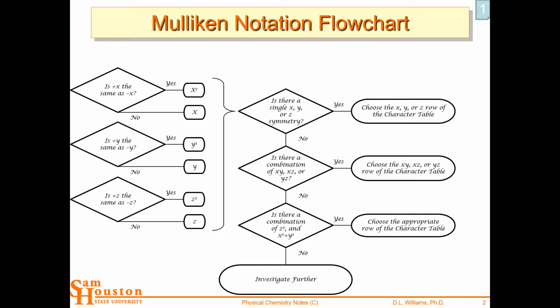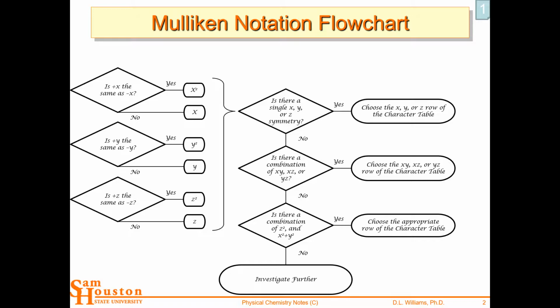This next question: is there a combination? What if I looked left, in the positive x direction, and it was different than negative x? And what if I looked up and the positive y was different than negative y? I'd have a combination, wouldn't I? I have an x and a y multiplied by each other.